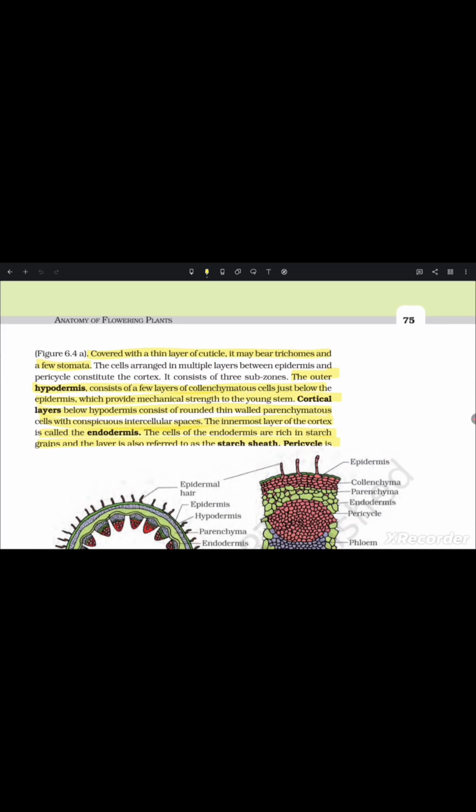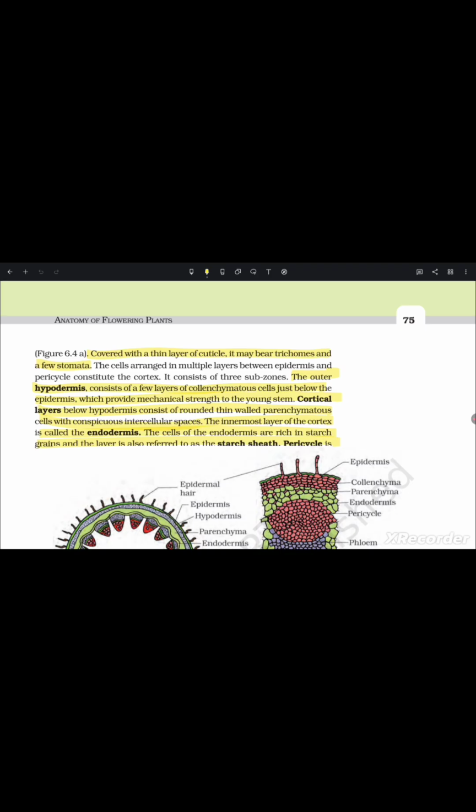Dicotyledonous stem. The transverse section of a typical young dicotyledonous stem shows that the epidermis is the outermost protective layer of the stem. Covered with a thin layer of cuticle, it may bear trichomes and a few stomata. The cells arranged in multiple layers between epidermis and pericycle constitute the cortex. It consists of three subzones.